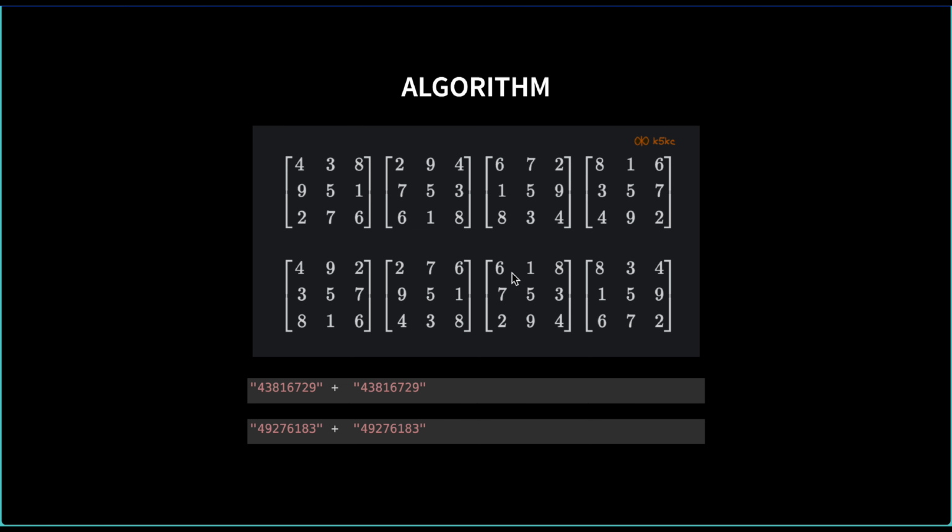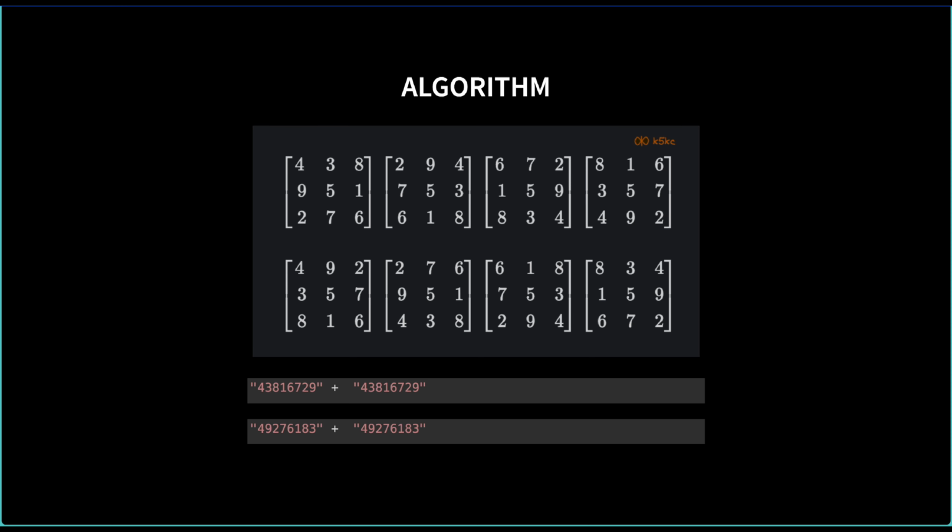So again, we calculate the boundary string clockwise. So it will be 6, 1, 8, 3, 4, 9, 2, 7. So we will take these two strings, double them and check if the boundary conditions actually exist in any of these strings. And if yes, then this is a magic square.